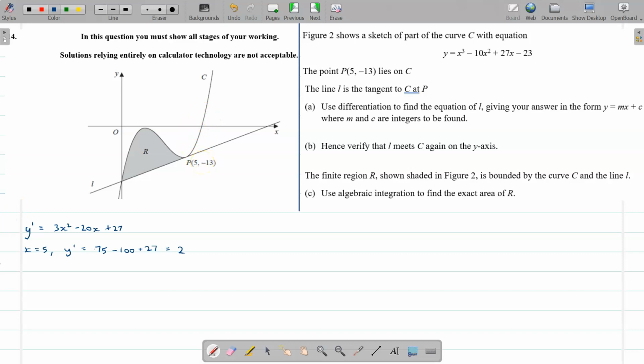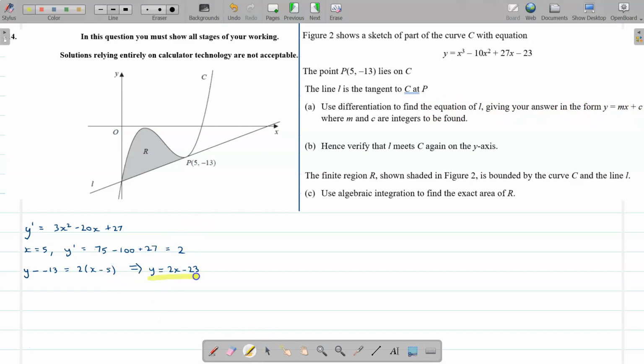So we can now use y minus y1. So y minus negative 13 equals the gradient 2 times x minus 5. Tidy that up and it gives us y equals 2x minus 23. That's the equation of that straight line. Okay, so we've done the first part of the question and we've given it in the form y equals mx plus c.